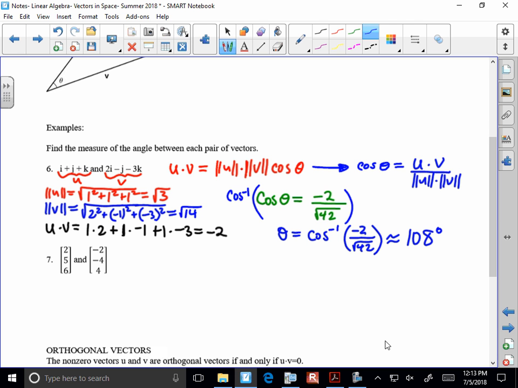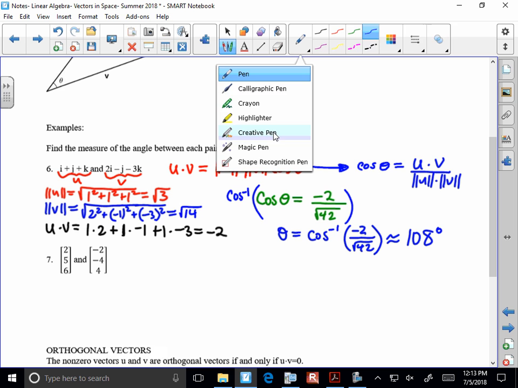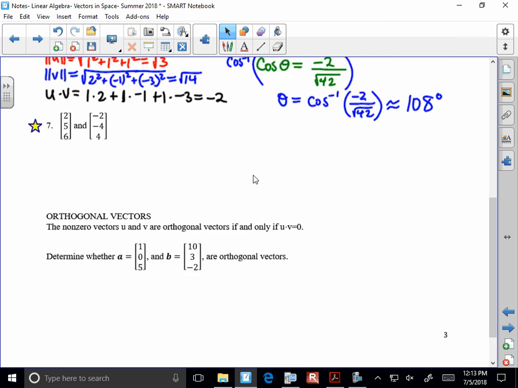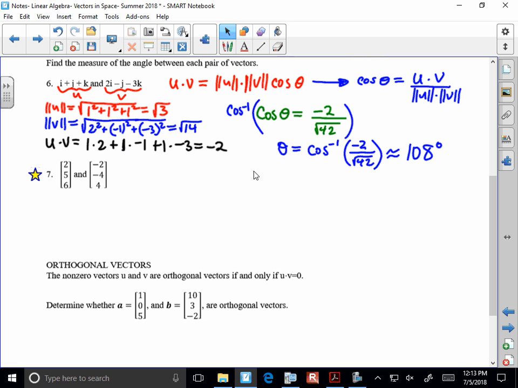So the next one's along the same lines, so I'll just pop a star on that one. Orthogonal vectors. All right, so orthogonal is kind of another term for perpendicular, or at least conceptually the same idea as perpendicular. But it allows for that relationship to occur for things that aren't just lines.